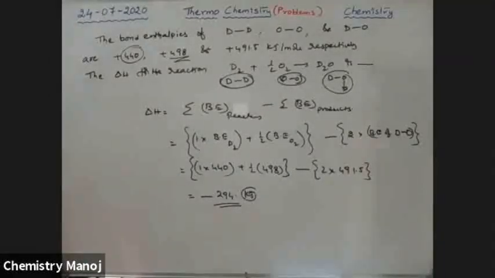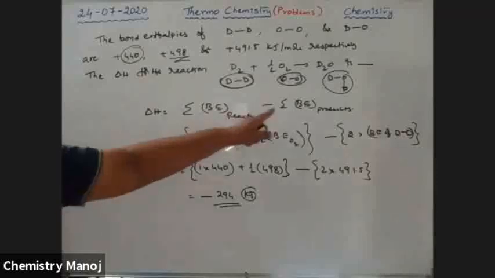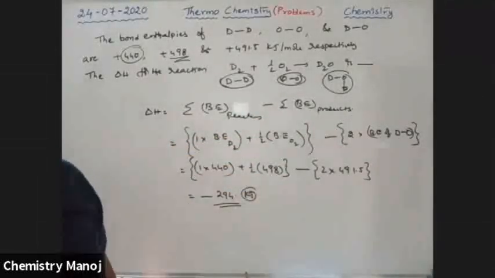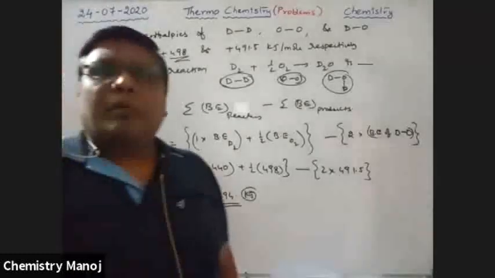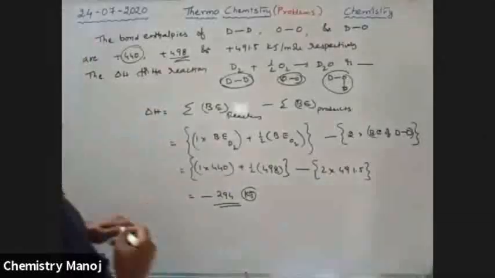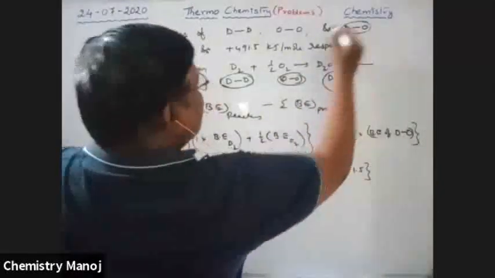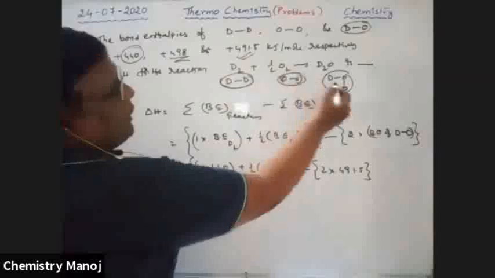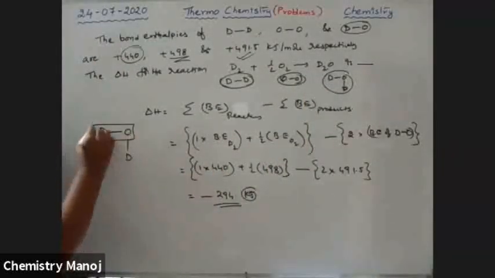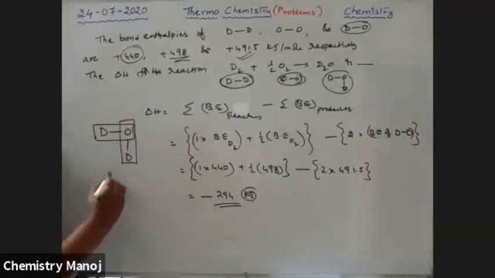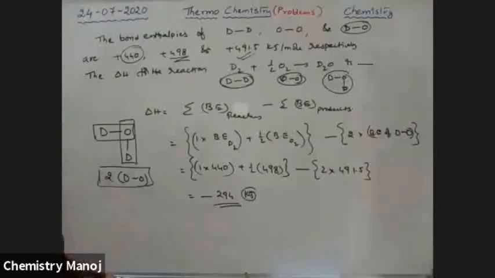So whenever bond energies are given to you, it is bond energy of reactants minus bond energy of products. Here one DO bond is a certain value, but in D2O there is one DO bond and another DO bond. A total of two DO bonds exist. Ready? Clarified?